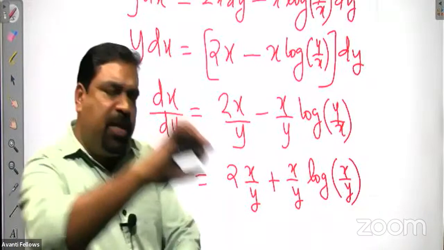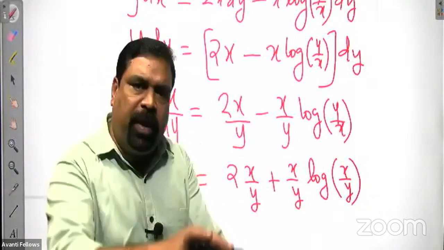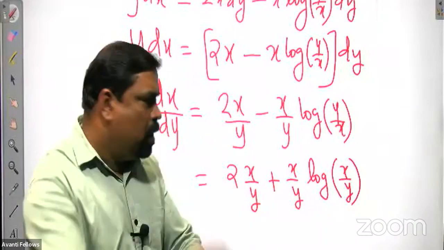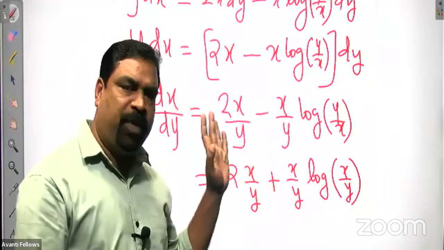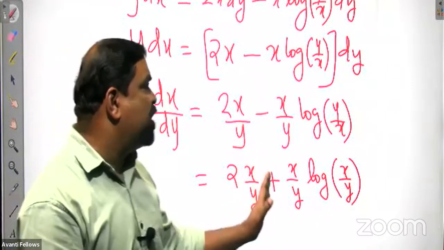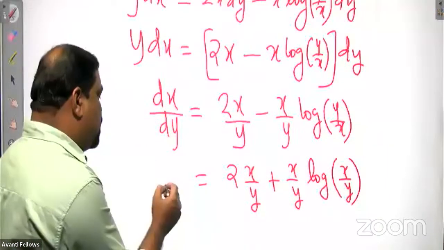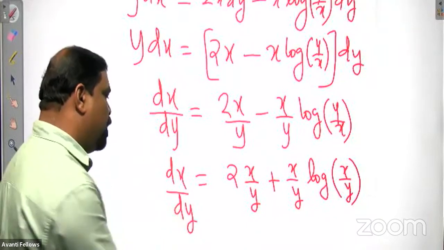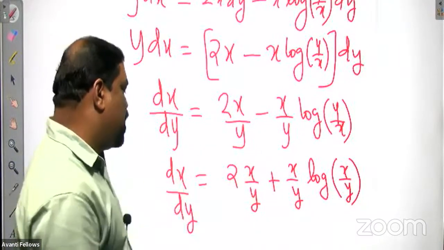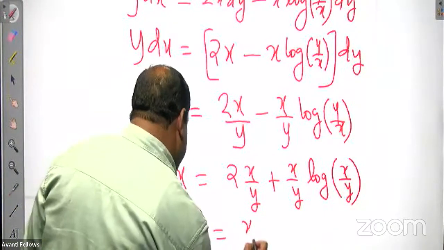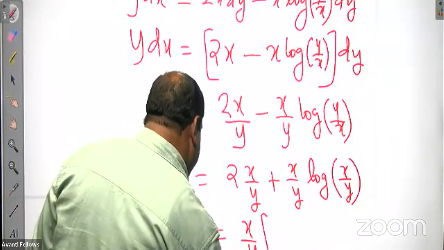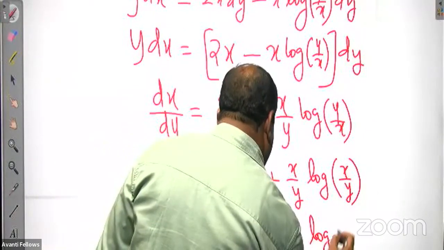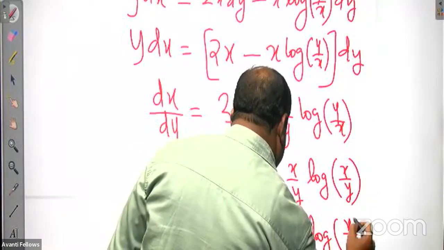Log of y by x is written as log of x by y, then the sign will reverse, means the sign will be negative. So minus into minus is plus. Now you can see it is a function of x by y, and the left side is dx by dy. So dx by dy is equal to some function. If you want, x by y can be taken outside also. Okay, x by y is common. So x by y into 2 plus log x by y.